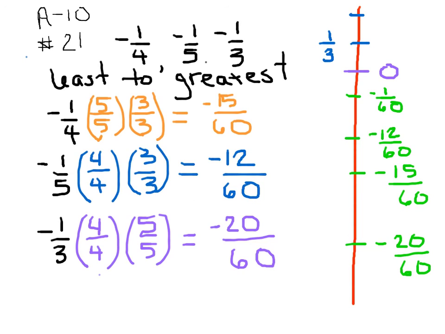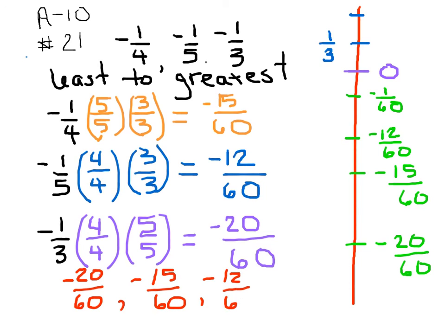So the order of these is going to be here. Negative 20 over 60 is the smallest, right? And then the next one is negative 15 over 60, and then the next one is negative 12 over 60. Okay? And if I look over here, guys, I see that negative 20 over 60 is negative 1/3, and that means that negative 1/3 is the smallest of these numbers.